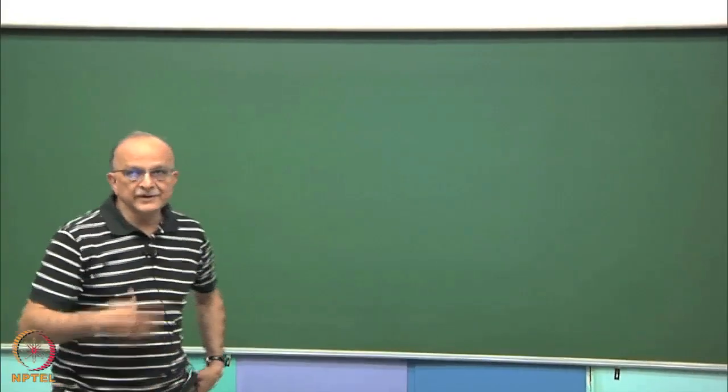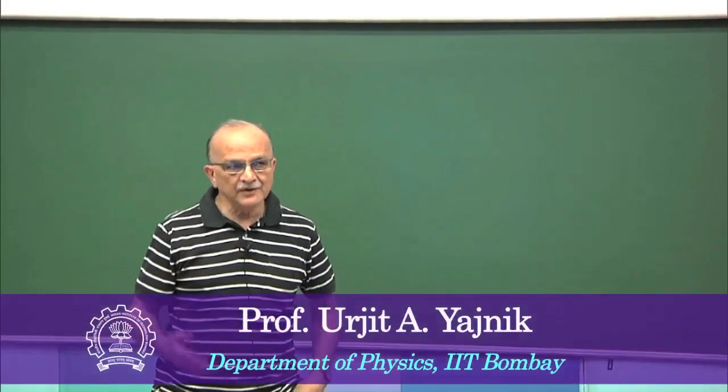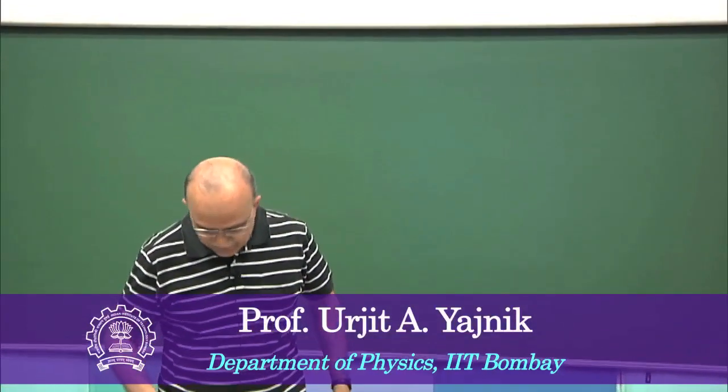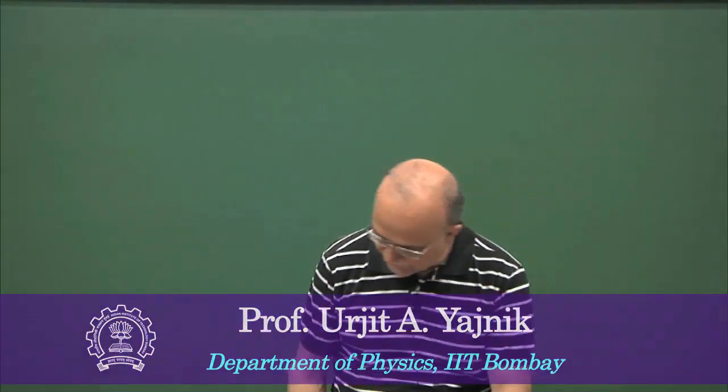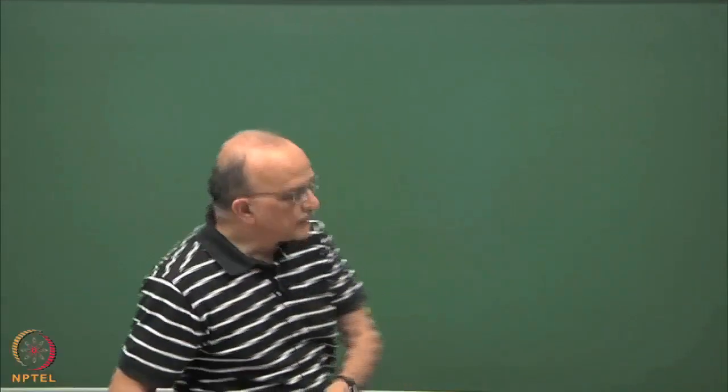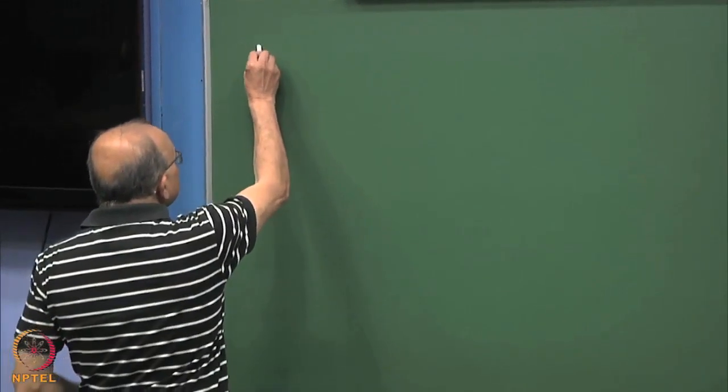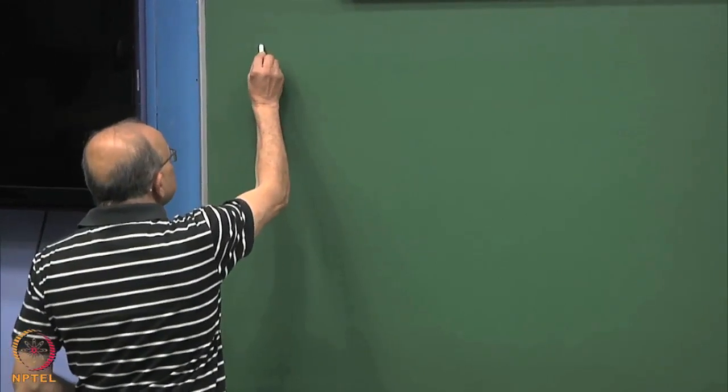Now we are on to developing a formalism which brings out what field theory is about and how to deduce results from field theory. So what we are doing now is the forced harmonic oscillator, or rather Green's function.